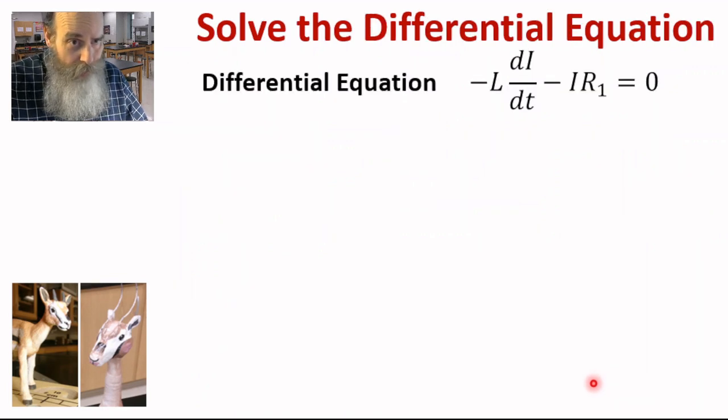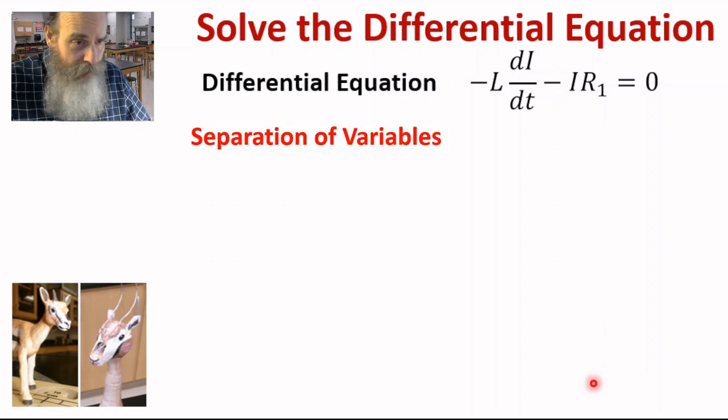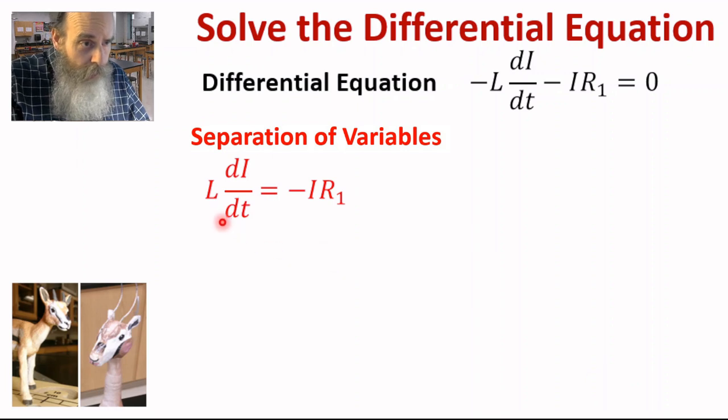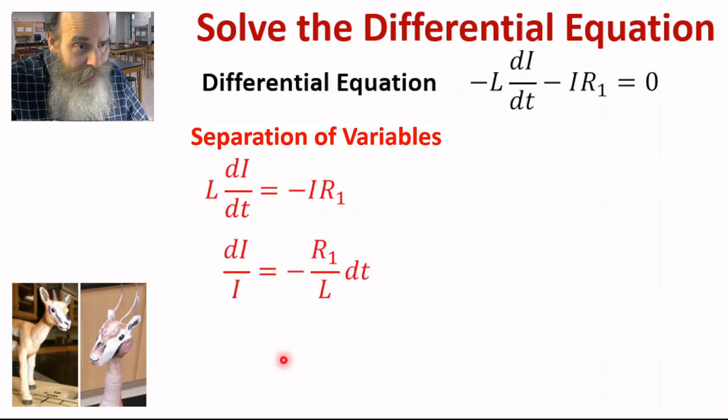What's the method to solve this equation? Separation of variables, just like before. So put all the i's on one side and all the t's on the other side. So first, let's just rewrite it. Put I R1 on the other side. So L di/dt equals negative I R1. So let's divide by I and multiply by dt. And this is what we get. di over I equals negative R1 over L times dt. The variables have been separated.